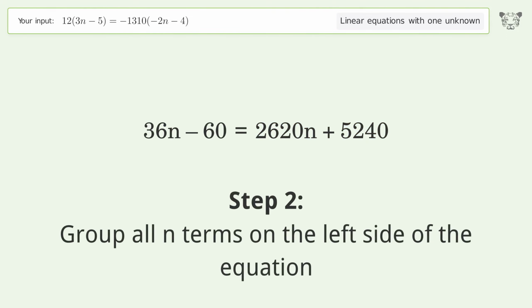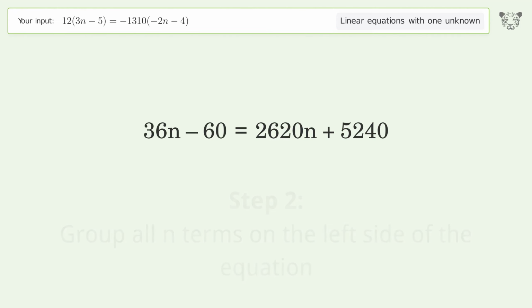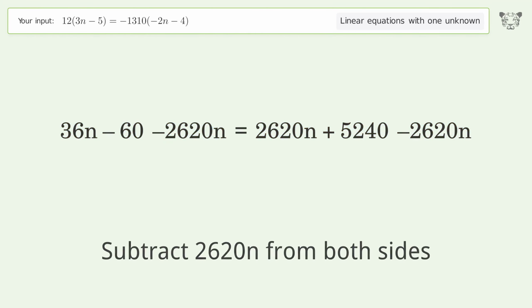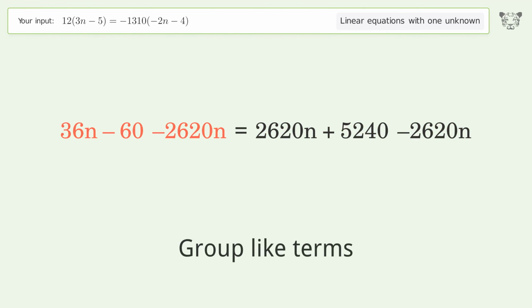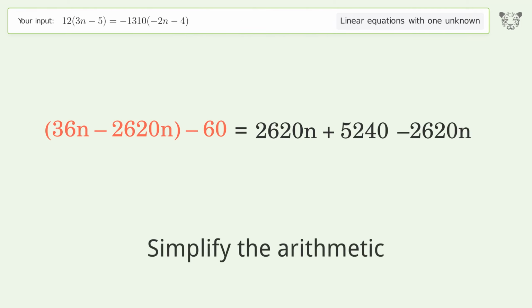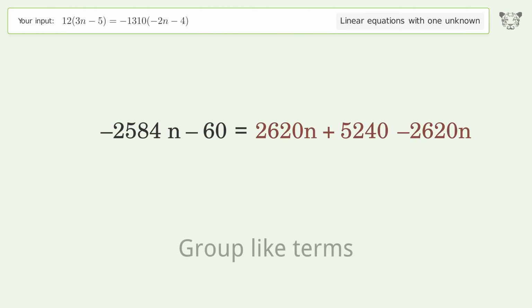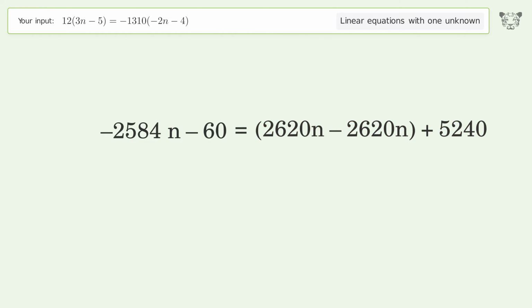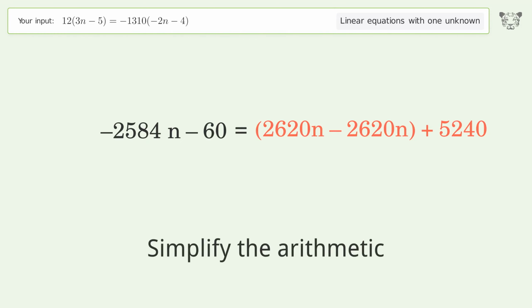Group all n terms on the left side of the equation. Subtract 2620n from both sides. Group like terms. Simplify the arithmetic. Group like terms. Simplify the arithmetic.